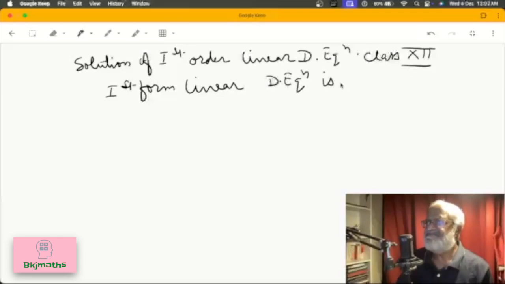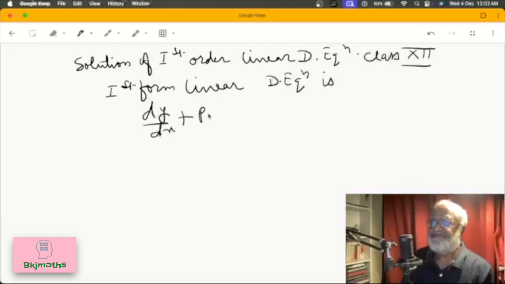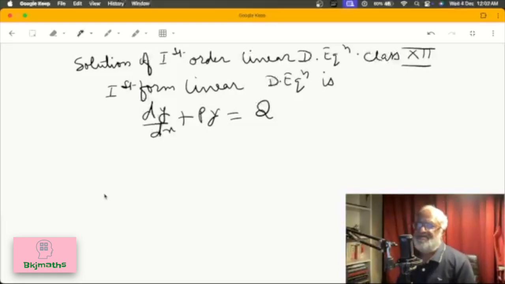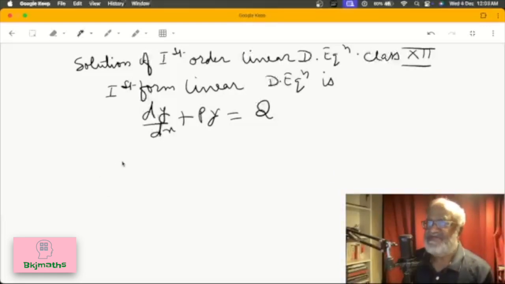is dy by dx plus py equals to q. It is a first order differential equation. First, it is the derivative, and the degree of the dependent variable, here the dependent variable y, is 1, and p and q are constants or may be functions of x.